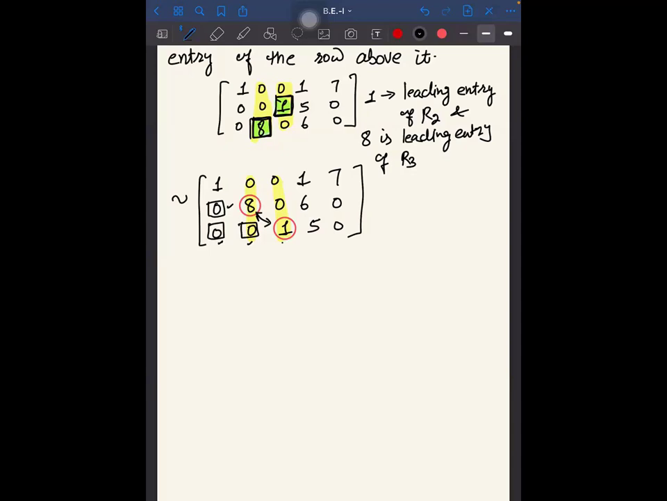Yes, somebody wants to ask something. Sir, had 1 been there on the 4th position, it would not have been echelon form. No, it's fine. If you have, let's say, your 1 over here, my property says that it should be on the right side of this, right? So it is still on the right side of this, isn't it? Okay, sir.